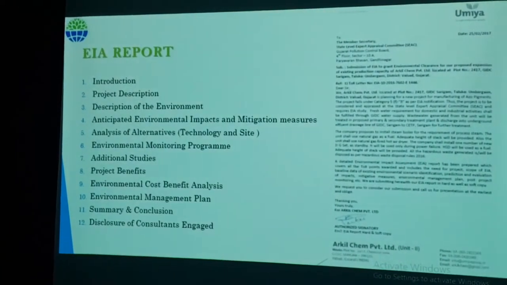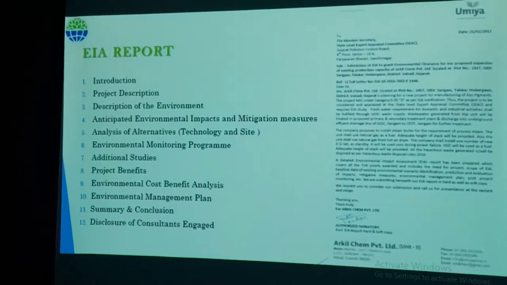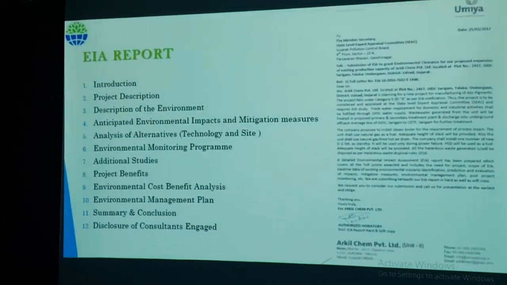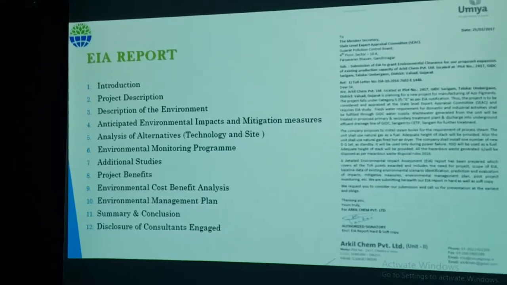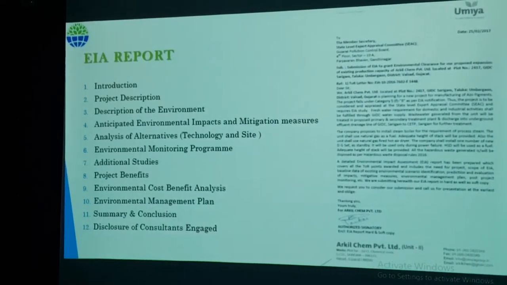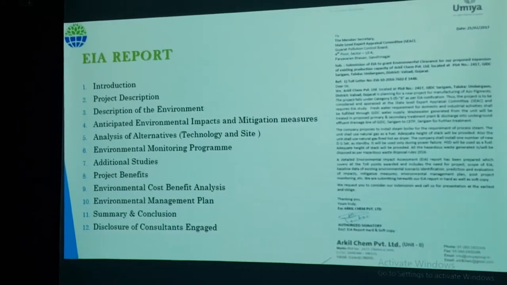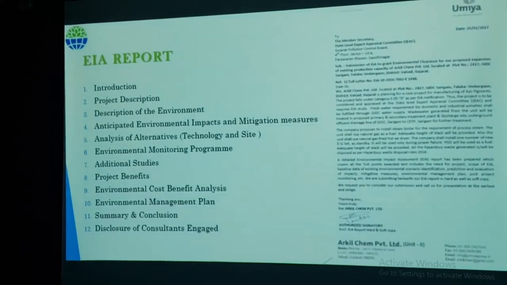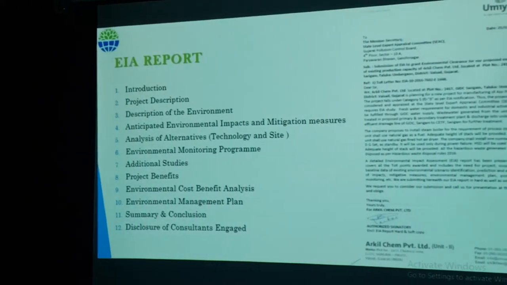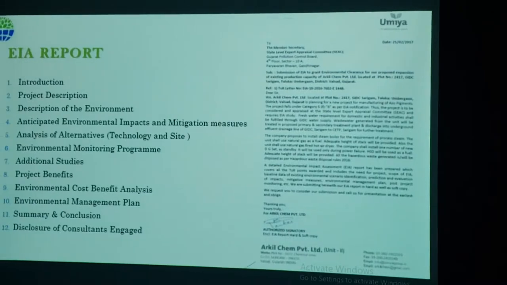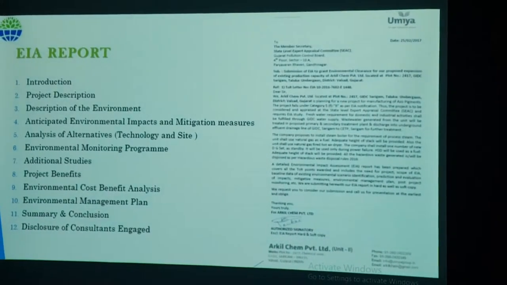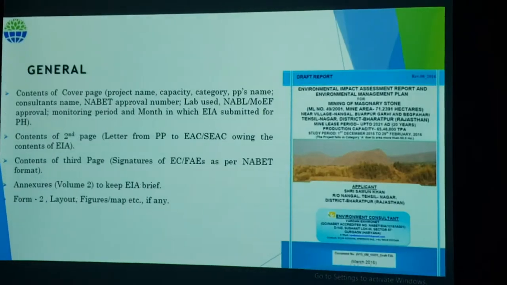8 is project benefit. 9 is environmental cost benefit analysis. Number 10 is environmental management plan. 11 is summary and conclusion, and 12 is disclosure of consultant engaged. And you can see on the right there is a cover page, and a covering letter addressed to the member secretary, where we have to submit the EIA.